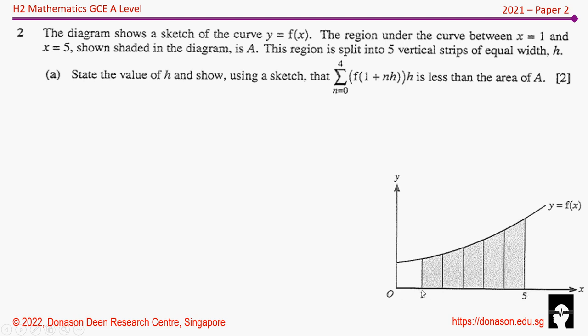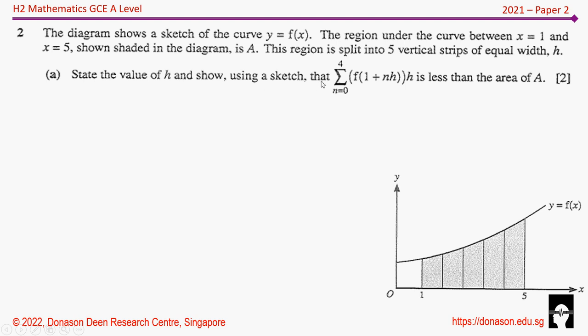From 1 to 5, it's 4 units, and you have split it into 1, 2, 3, 4, 5. So there are 5 of them. So it should be equal to 4, and you're going to divide it by 5 to get the value of h.